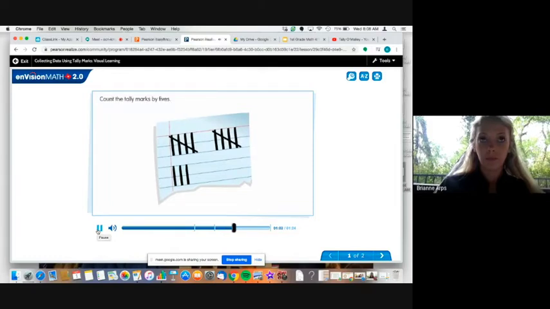Count the tally marks by 5s. 5, 10. Then count on by 1s. 11, 12, 13. Now you know how to use tally marks to count data.